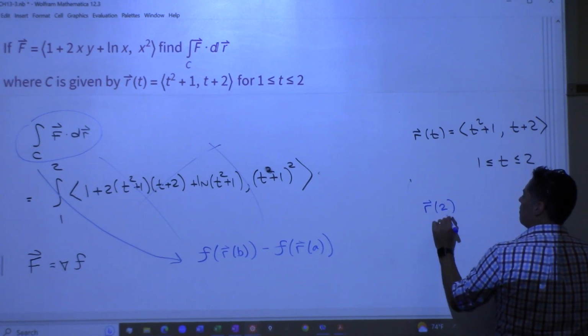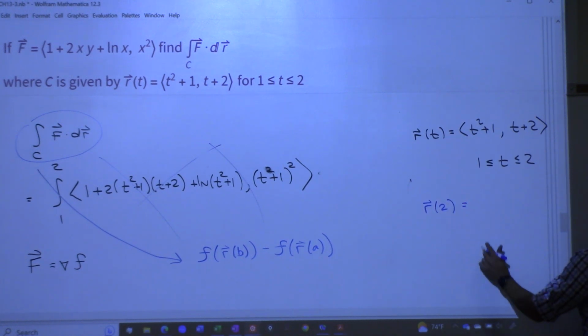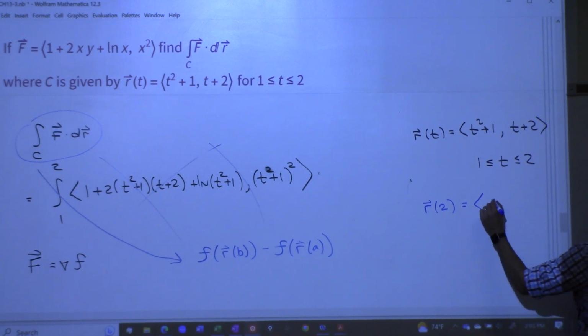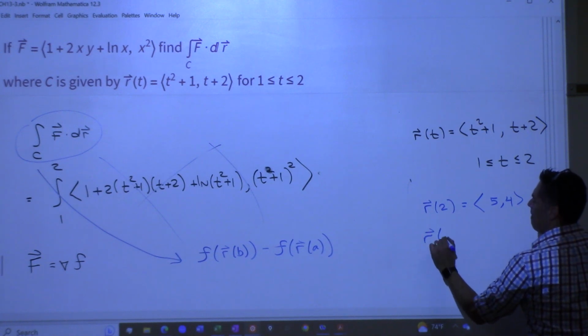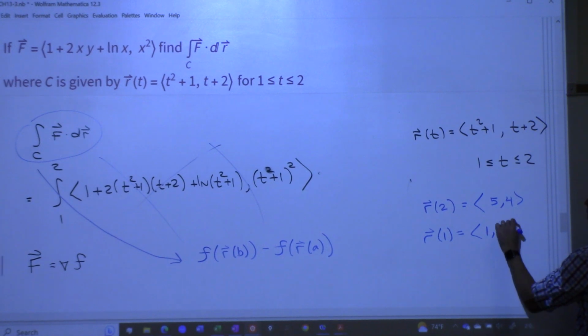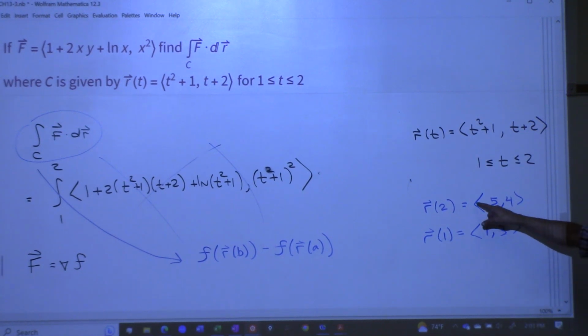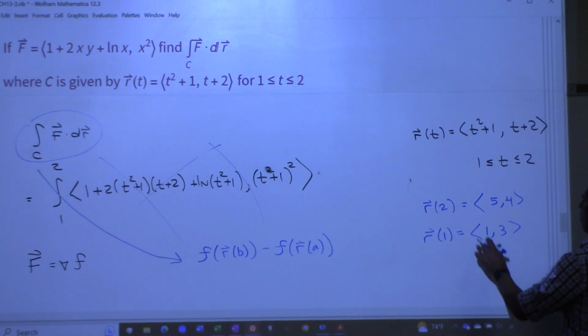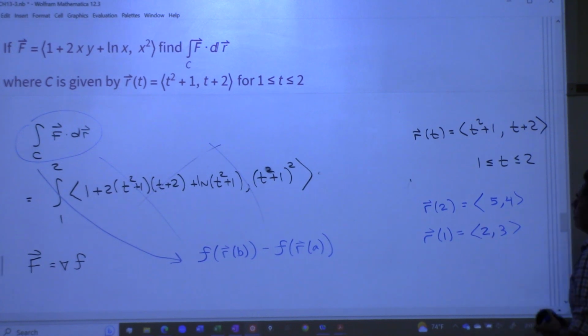That's R of 2, right? So R of 2, plug 2 in, what do you get? 5, 4. And then you plug in 1. Plug 1 into that, you should get 2, 3. R of B, R of A, right? Those are my two endpoints for my curve, written as vectors.